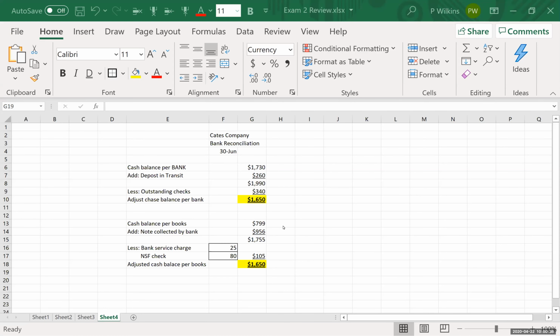Okay. So that's just the bank reconciliation part. Now we have to do the entries. And remember, the entries are going to come from this bottom part here. Any of the adds or less are going to be where your adjustments come from, the adds or the less.